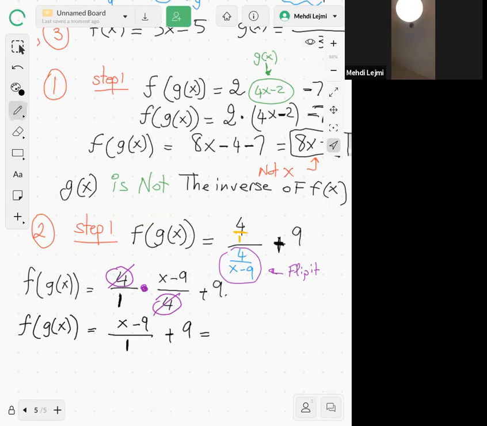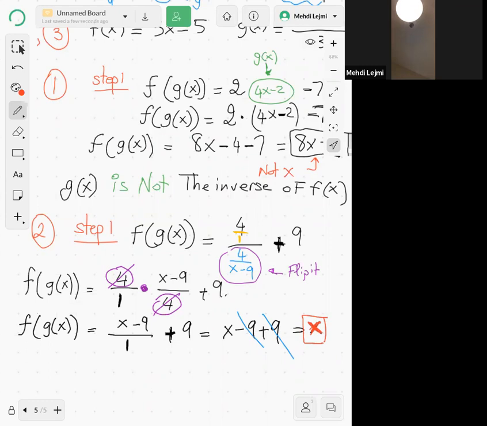Now, of course, x minus 9 over 1, any number over 1 is just the same number. So x minus 9 over 1 is x minus 9. And then there's plus 9, of course. So plus 9. And as you can see, the 9 cancels out. And so the answer is x. And that's exactly what we need, right?